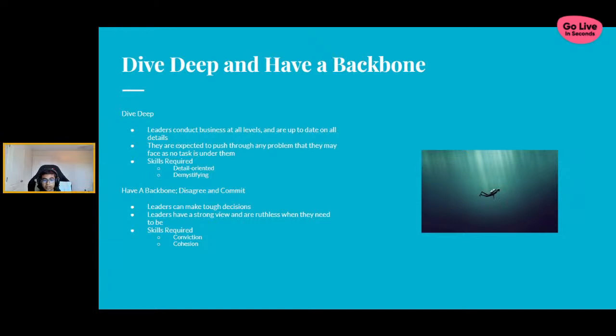Having a backbone and disagree and commit. Leaders can make tough decisions. They have to have a strong view and are ruthless when they need to be, which requires conviction and cohesion.